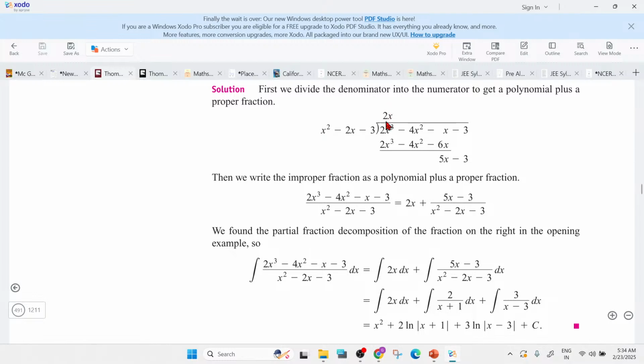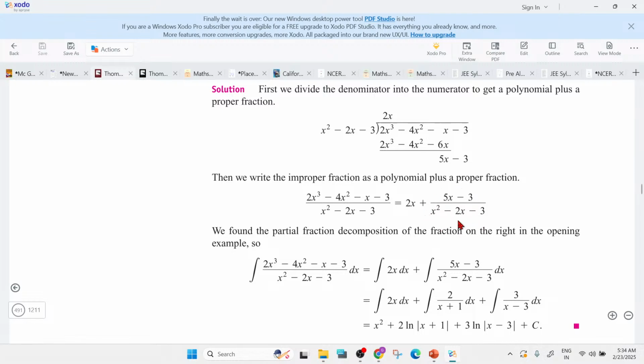Essentially, what we are saying is, this times plus this is equal to this. 2 into this one plus remainder is actually equal to this. That's what we are saying here. We are just dividing this one with this to find out what is this and this. So this is a proper fraction now. This you know how to integrate; it is very easy integration, and this is a proper fraction.